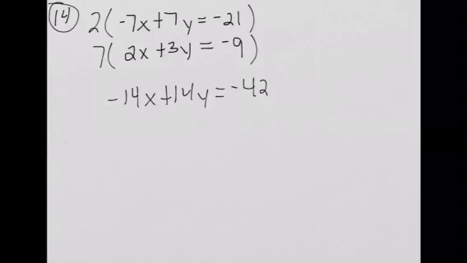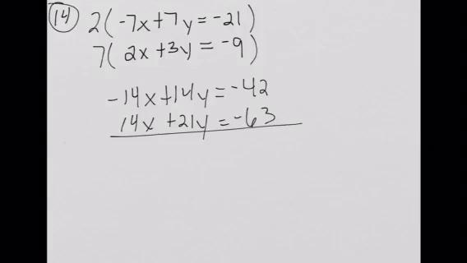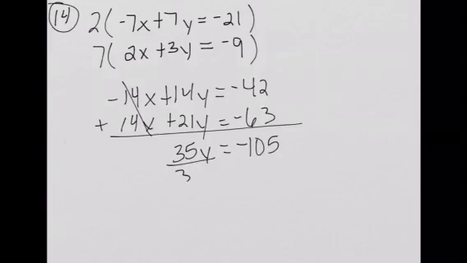And then on the bottom, we get 14x plus 21y is equal to negative 63. Now we can add down. The x's cancel. 14y and 21y gives me 35y is equal to negative. Add those together, we get negative 105. Divide by 35.